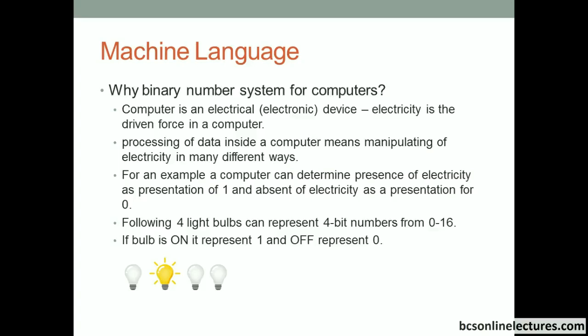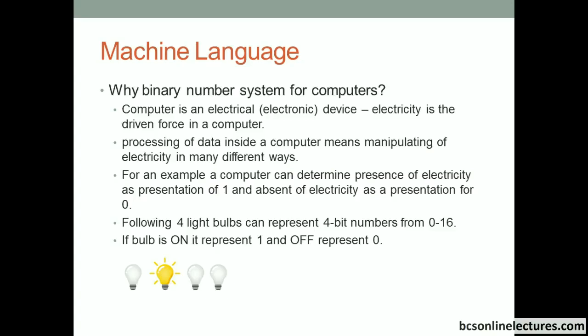Now consider this example given here. We have 4 light bulbs. We know that if a particular bulb is on, there's electricity. If a bulb is off, then there's no electricity. So using these 4 bulbs, we can represent binary numbers. You understand? We can represent binary numbers using 4 light bulbs. 4-bit numbers, 0 to 16.